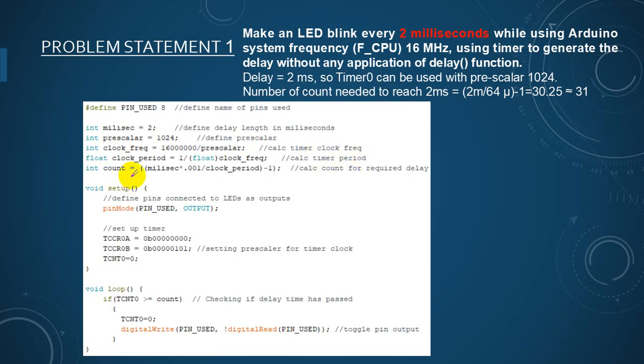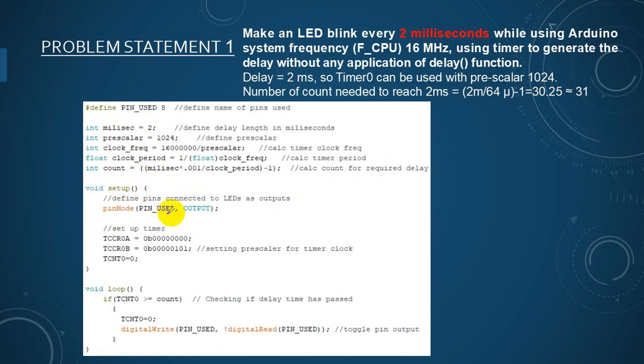How many count we need to make? Equal to millisecond multiplied by 0.001. That means we'll convert it to second. Then divided by the clock period, that is already in second, minus 1. That's the formula. So calculate count for required delay. Okay, this is the defined calculation. Okay, then we go to the main part, setup part.